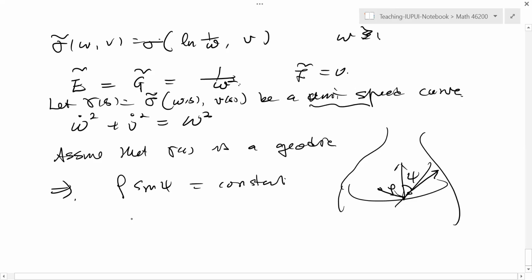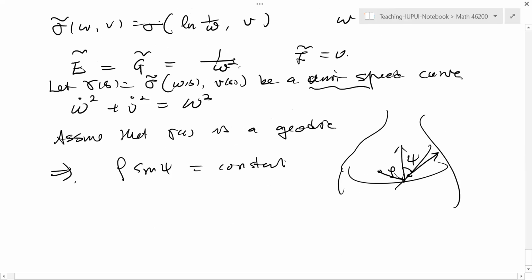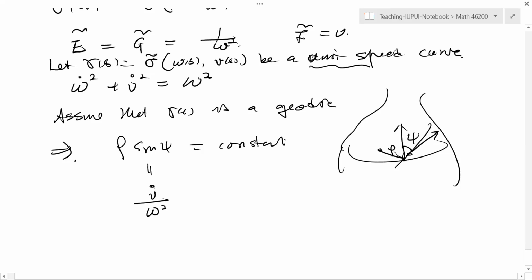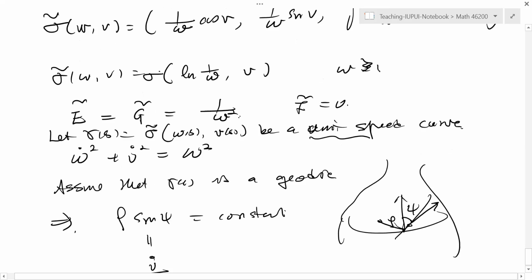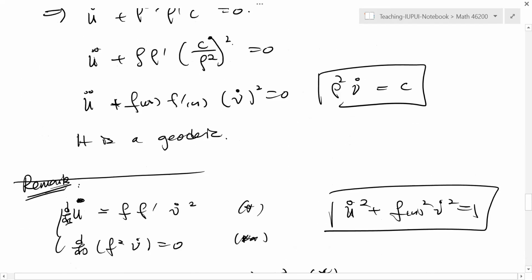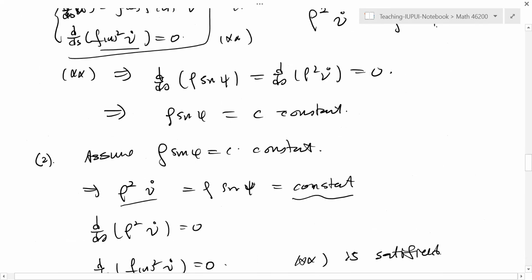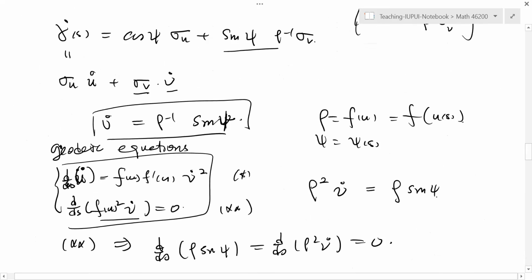Actually, let's see why this is true. Based on these coefficients, the geodesic equation implies this is going to be equal to, that is obtained from above, when we change the coordinate. Where's our equation here? Yeah, we have this identity.